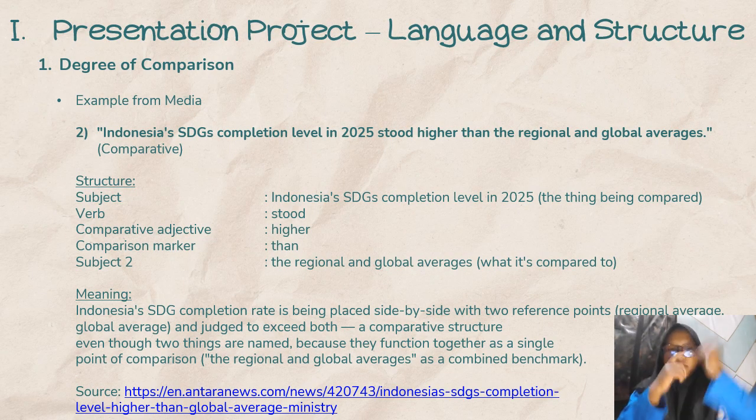So the meaning is, Indonesia's SDG completion rate is being put side by side with two reference points, the regional average and the global average, and judged to exceed both. It's a comparative structure, even though two things are named, because they function together as a single point of comparison, the regional and global average as a combined benchmark.